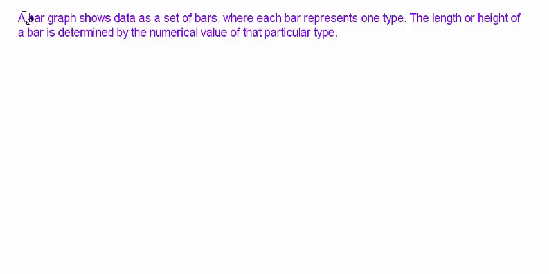That School presents graphs. Let's talk about two important graphical representations of data, the bar graph and the line graph. A bar graph shows data as a set of bars, where each bar represents one type. The length or the height of a bar is determined by the numerical value of that particular type. Let's see what this means with the help of an example.